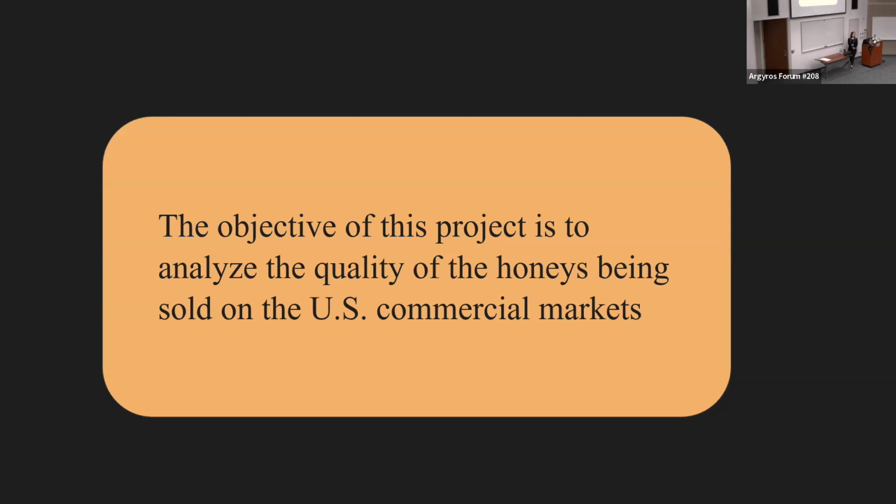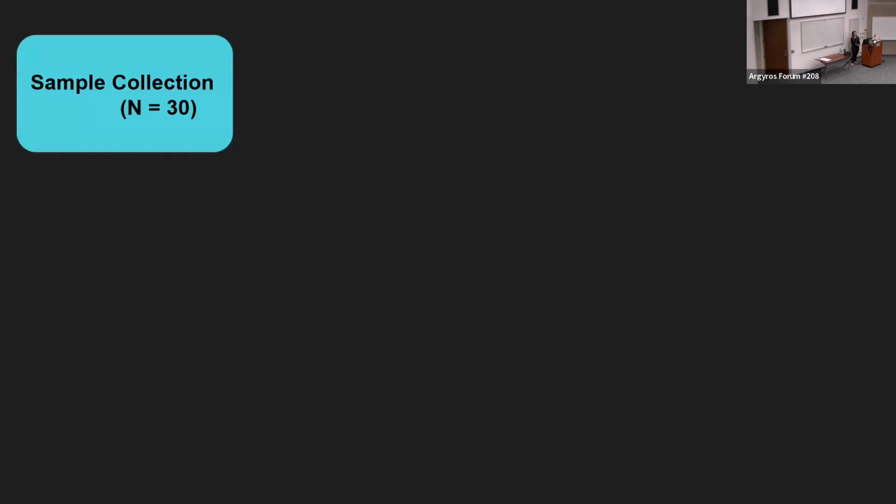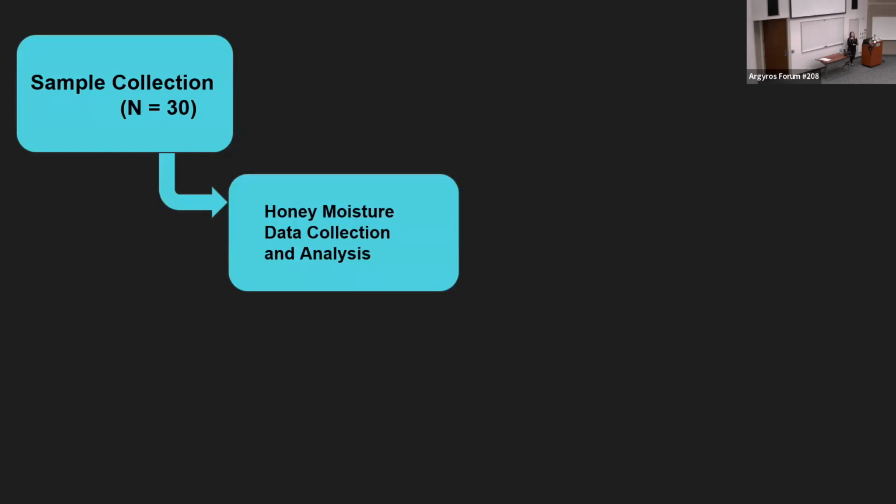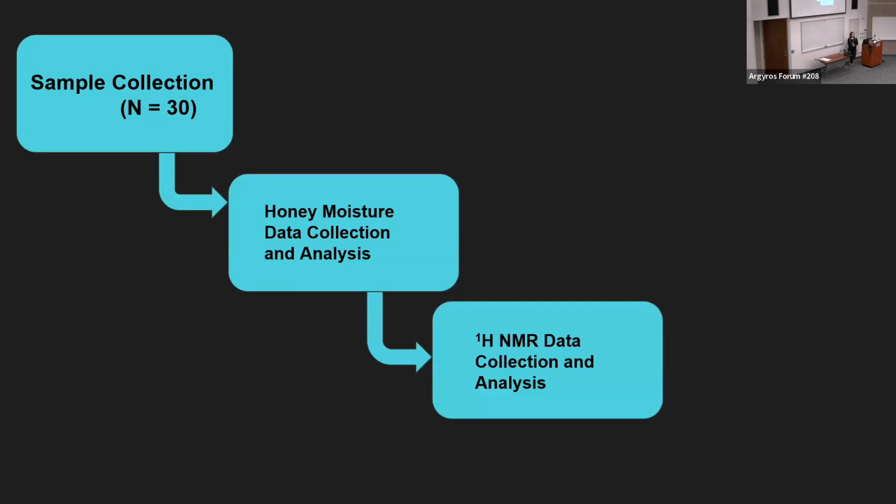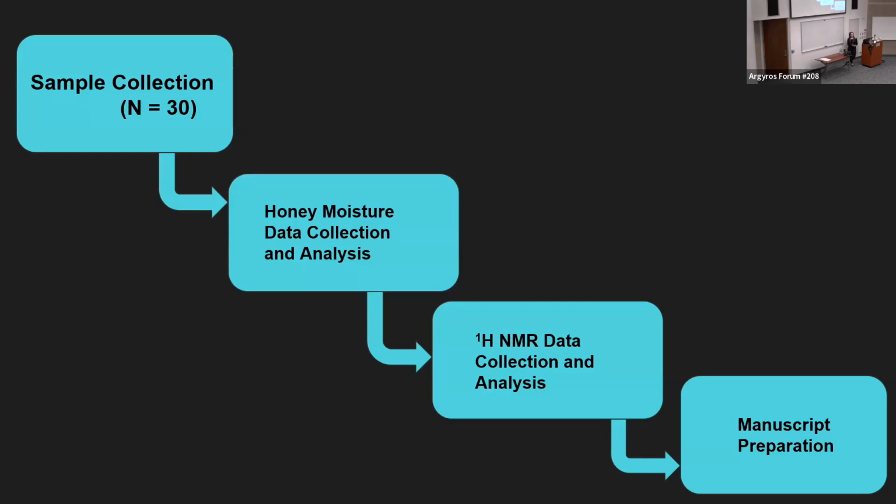The objective of this project is to analyze the quality and authenticity of the honeys being sold on the US commercial markets. I will be giving a brief overview of my research process this past year. First, I collected 30 honey samples, focusing mainly on clover and wildflower. Then I went into honey moisture data collection and analysis, which I will go into more detail later, as well as proton NMR data collection and analysis. Right now I'm in preparation of my manuscript, which I will be submitting this summer for publication.